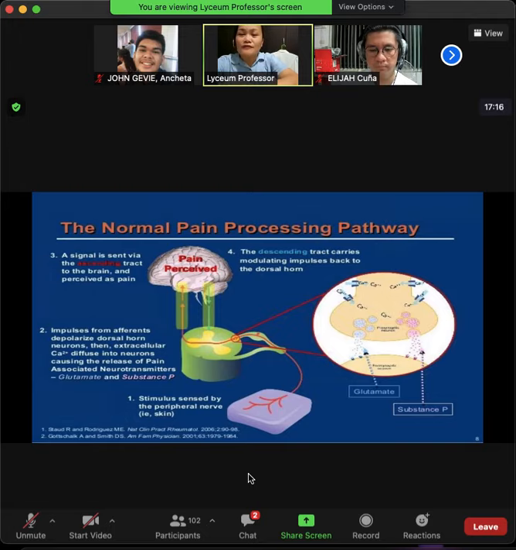So after the third pathway, you will have the fourth, which is the descending tract, which carries modulating impulses back to the dorsal horn. Okay, and then the patient will react. Okay, excuse me lang. Nakatutok kasi yung electric fan. Okay.